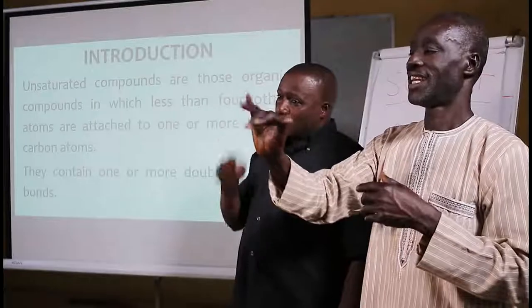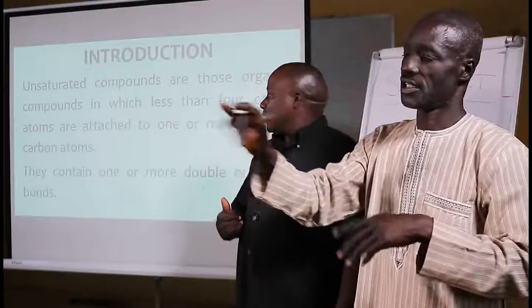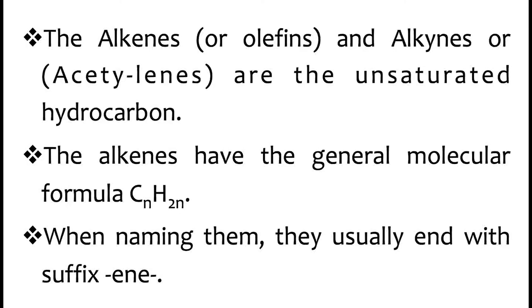For the purpose of this lesson today, we'll be looking at the alkenes. Then subsequently, we'll look at the alkynes. Let us look at the alkenes family. Another name for the alkenes is olefins. If you don't want to call it alkenes, you can call it the olefins. Apart from the alkenes, the next hydrocarbon under the aliphatic hydrocarbon that is unsaturated is the alkynes, and another name for it is acetylene. Both of them are unsaturated hydrocarbons.